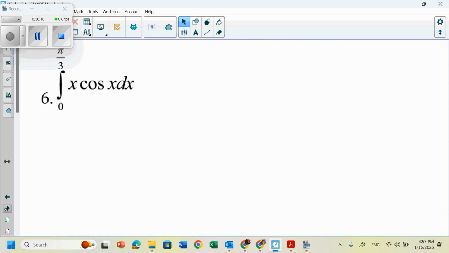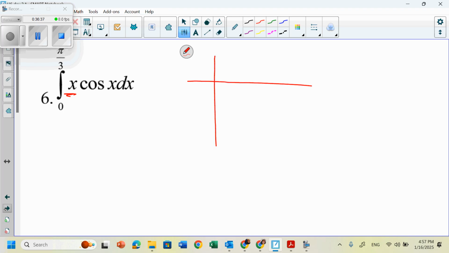Because I will always try. If I can use it, I will try and use it. And the answer to this is yes, I can use tic-tac-toe because I have an x. That's a polynomial. So I'm going to use tic-tac-toe, plus or minus u dv. And here goes my u. So we're saying let u equal x. And then dv is equal to cosine x dx.